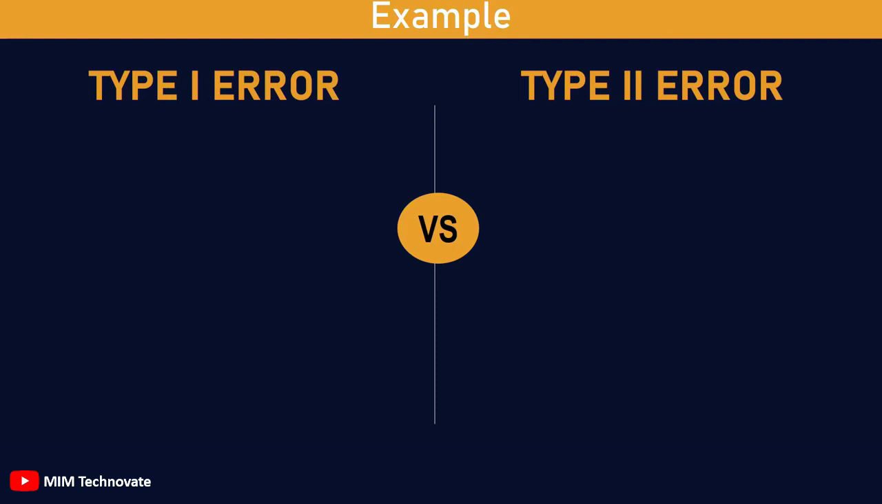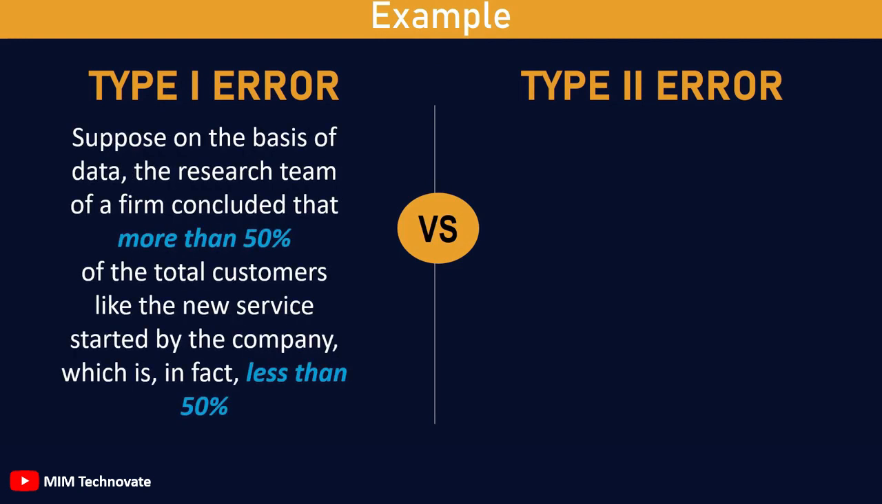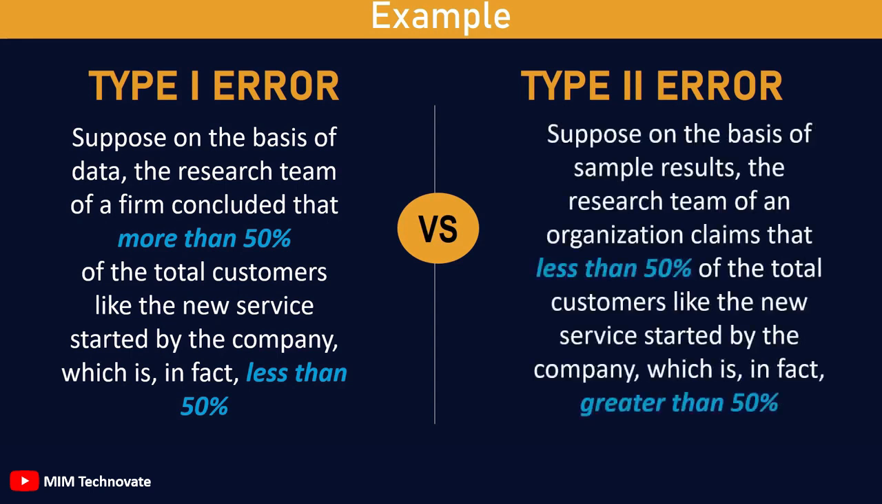Example: Type 1 error. Suppose on the basis of data, the research team of a firm concluded that more than 50% of the total customers like the new service started by the company, which is in fact less than 50%. Type 2 error. Suppose on the basis of the sample results, the research team of an organization claims that less than 50% of the total customers like the new service started by the company, which is in fact greater than 50%.